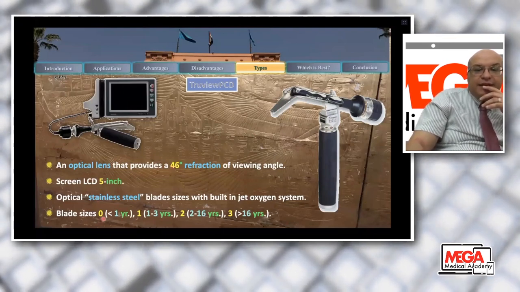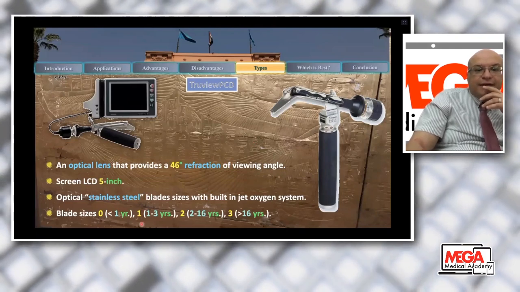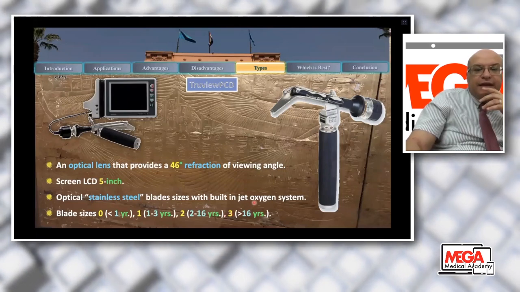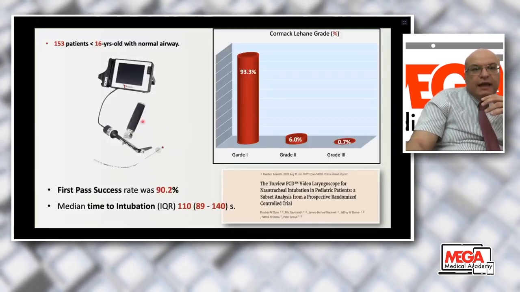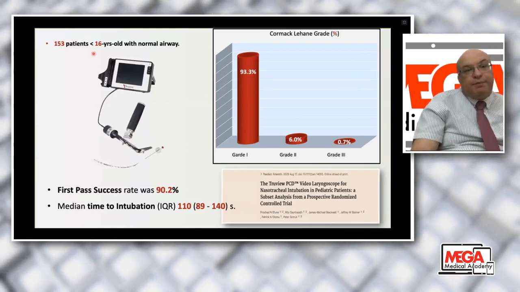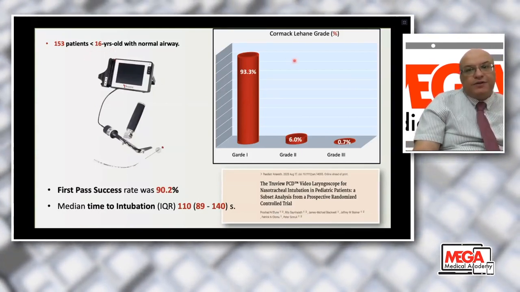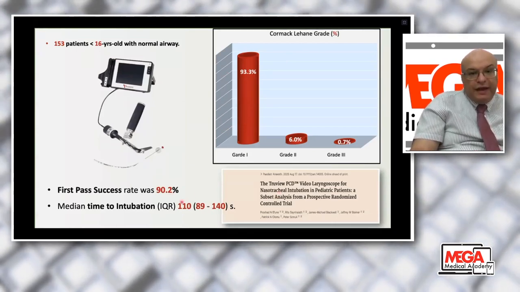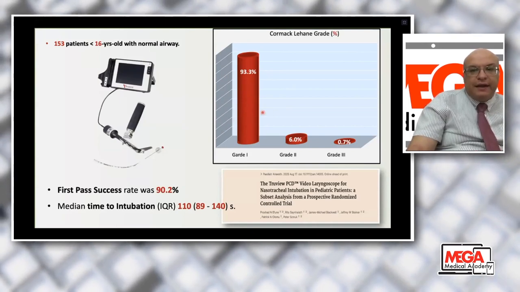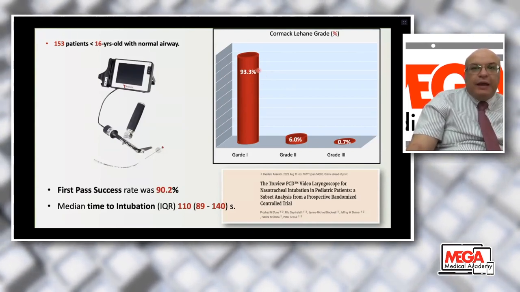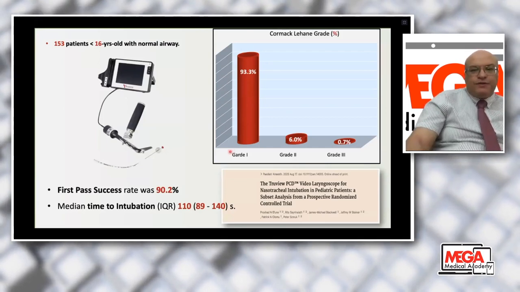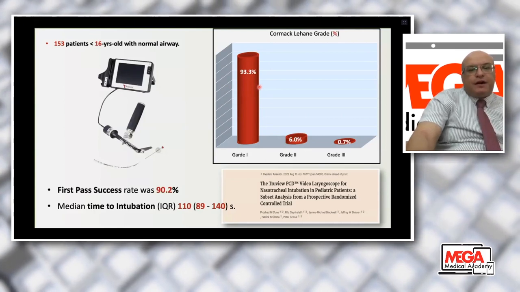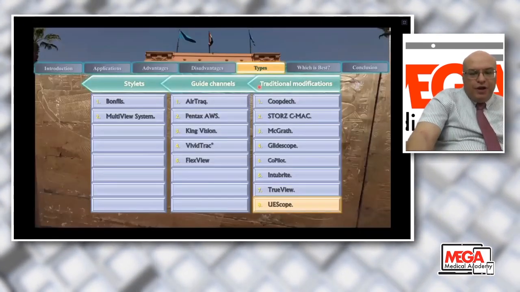It is available in size 0 for kids less than 1 year, size 1 for 1 to 2 years, size 2 for 2 to 16 years, and size 3 for more than 16 years. There is a study including 153 patients less than 16 years old with normal airway. You can see the success rate is 90%. This is an observational study. It could be translated into optimizing the glottic view. You know, grade one in Cormack-Lehane, meaning the best view, 93% of patients are associated with such a good view.